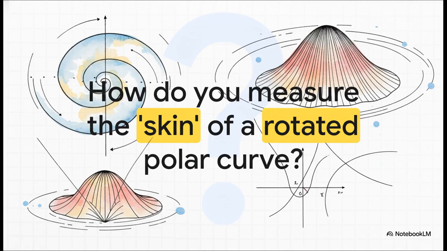So, I want you to picture this. You've got some curve described by a polar equation. Maybe it looks like a spiral or a flower petal. Now, imagine spinning that curve around an axis. It carves out this amazing 3D shape, right? The big question we're tackling is, how in the world do you calculate the exact area of its outer skin? That's the problem we are going to solve step by step.